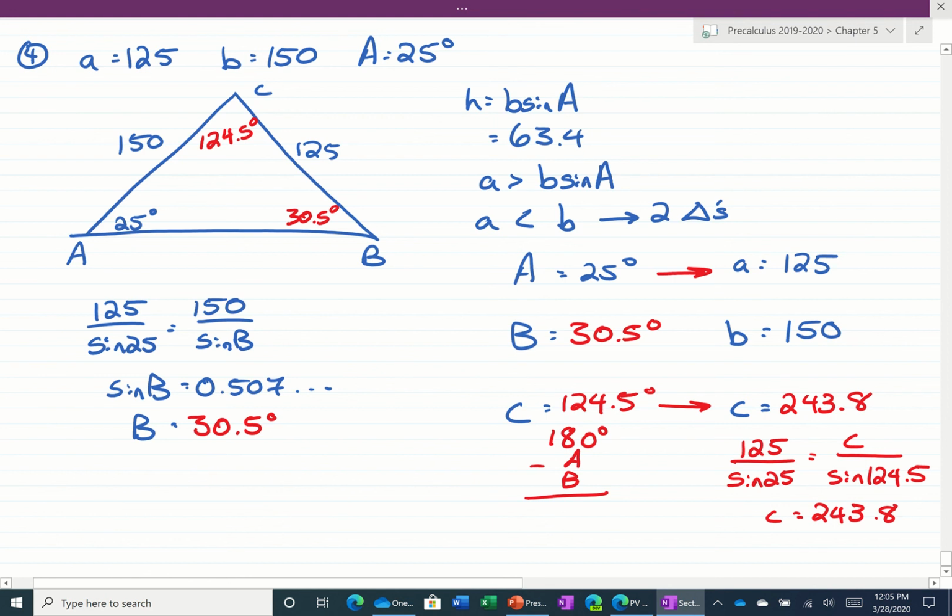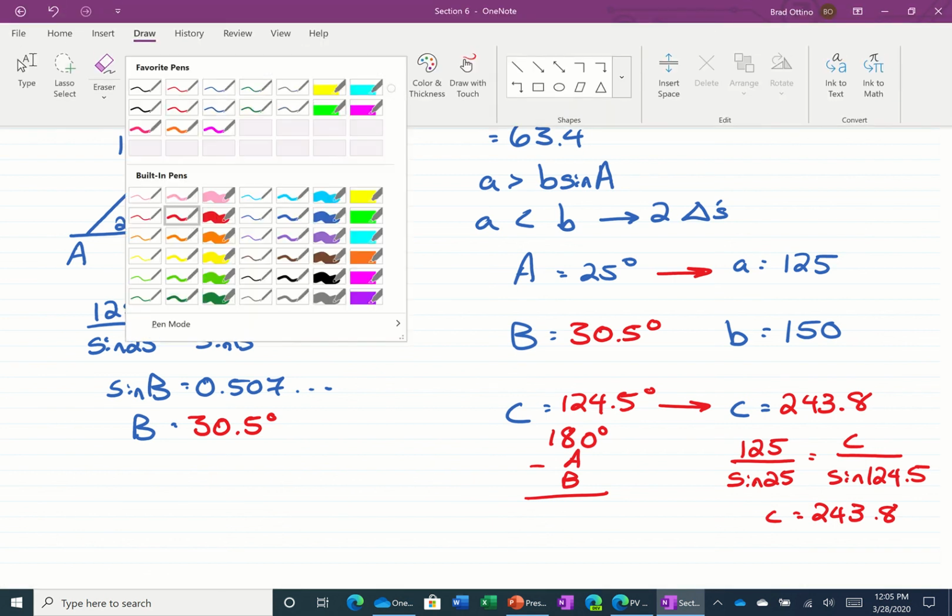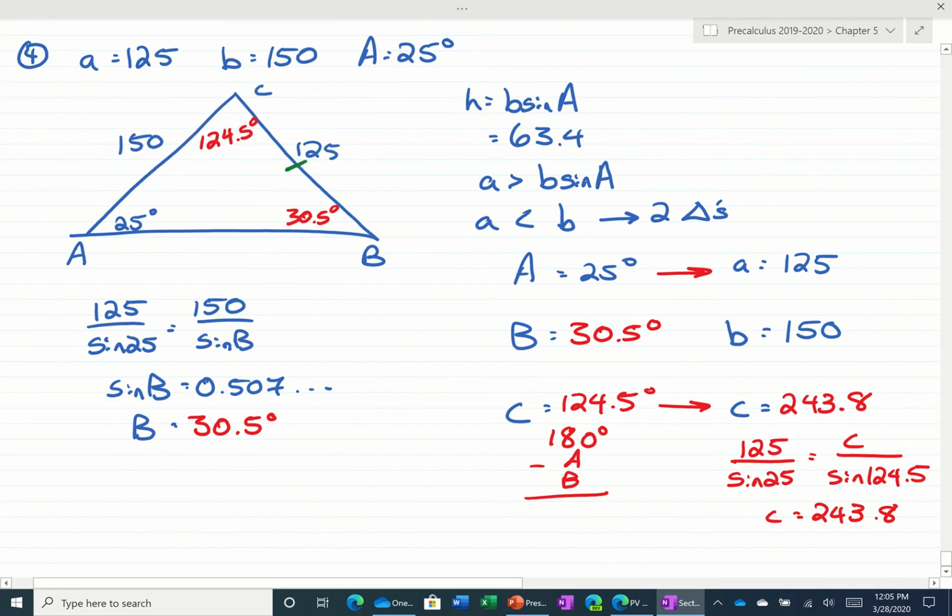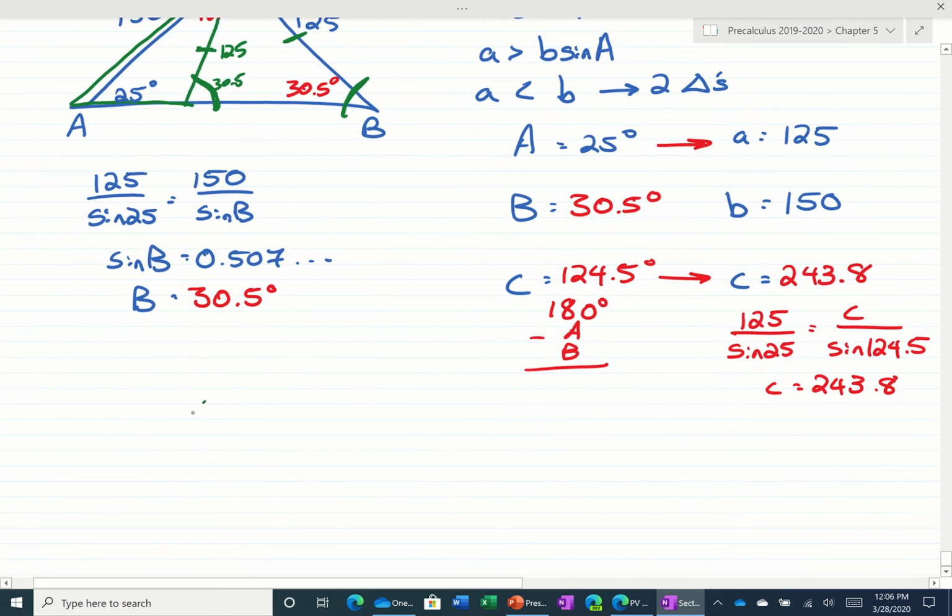We do have a second triangle we have to find, so this is how we're going to draw it. We're just going to take this 125 and we're going to draw it right over here. And this is going to be our second triangle. We draw this angle right here. So let me show you what this looks like. All right, that's how we set it up.